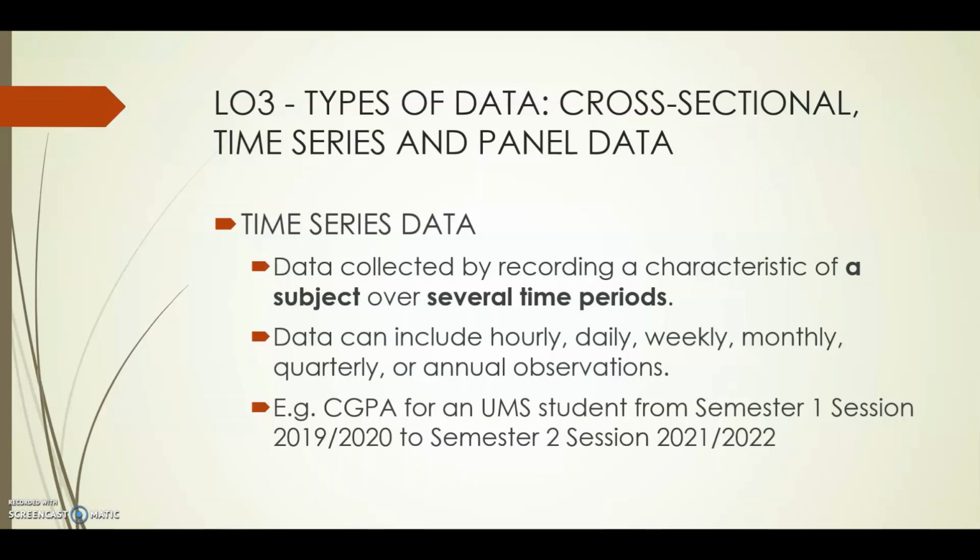For example, say that we observed the CGPA for one particular UMS student from semester 1, session 2019-2020 to semester 2, session 2021-2022. In other words, we are observing the characteristic of one particular student over 6 semesters. So in this case, we have time series data because we have one subject, multiple time periods.